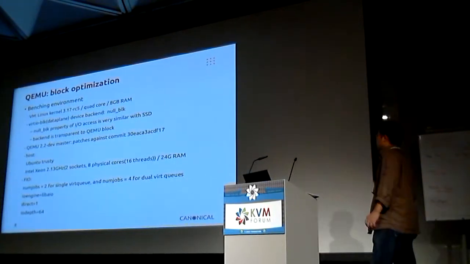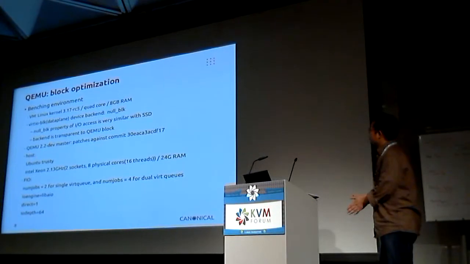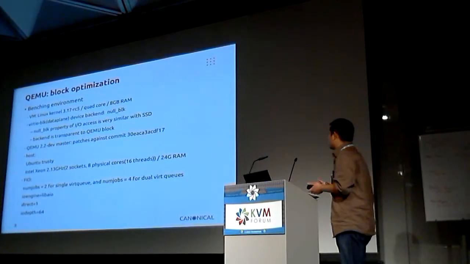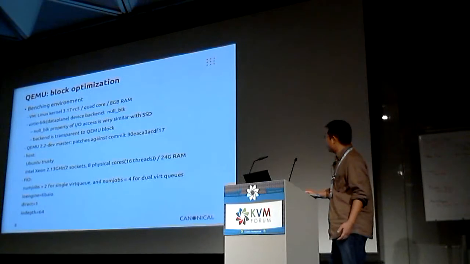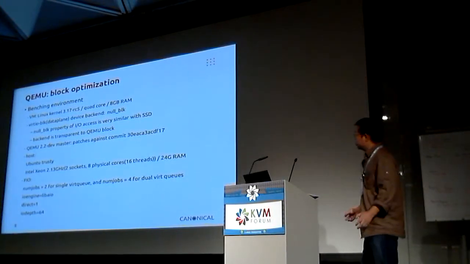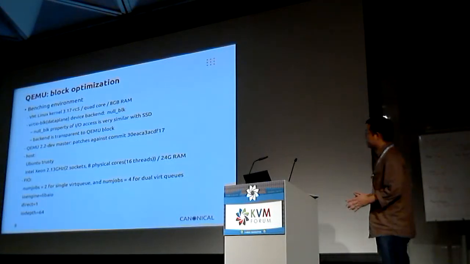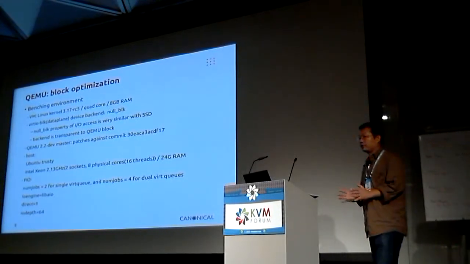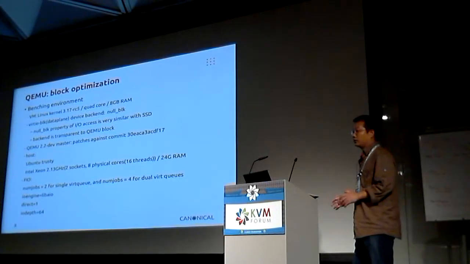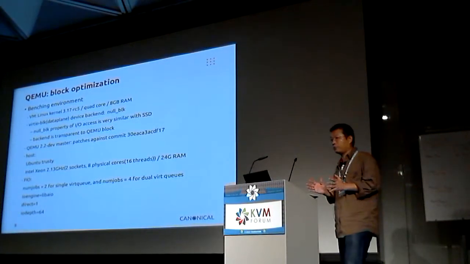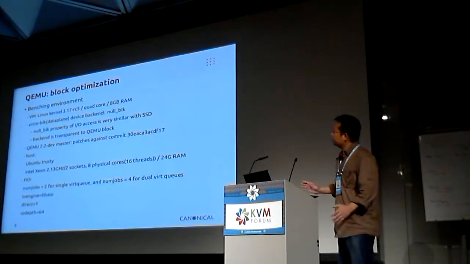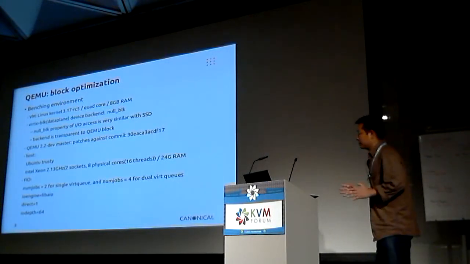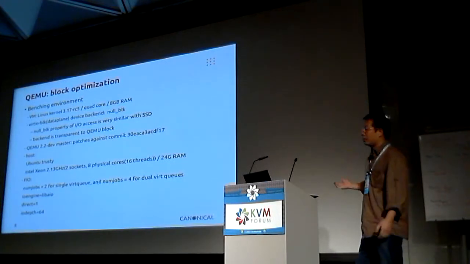Before I present the optimization, let's see the benchmark environment. The VM configuration is quite common. It's a quad-core with 8 GB RAM, and I just use the null block device as a backend because its IO access property is very similar to SSD. Also, the backend file is transferred to the QEMU block layer, at least for the same type of backend. I also tried the loop block device over a file on tmpfs. The result is even better than null block.